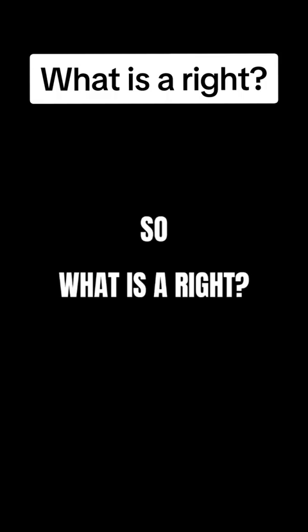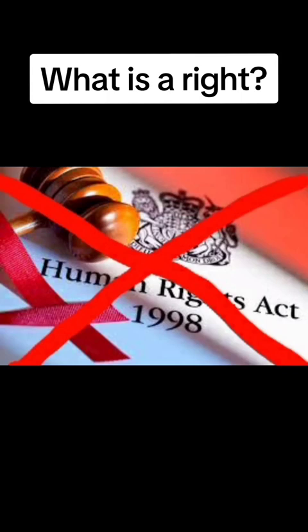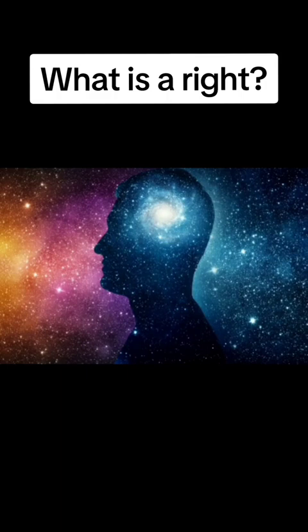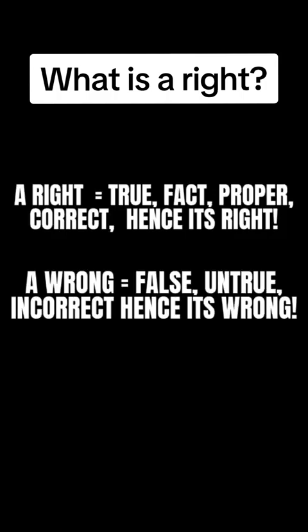Firstly, it is not something that is given to us by someone else, for example by government legislation like many people currently believe. It is something that you have inherently by default as a result of existing in the universe. A right is that which is true, fact, proper, correct, hence it's right. A wrong is that which is false, untrue, incorrect, hence it's wrong. We use the same meaning for all the above words.